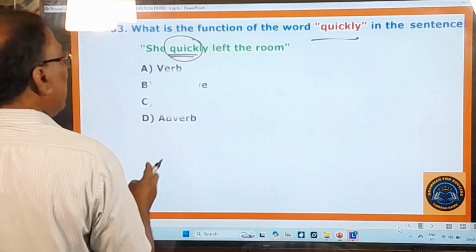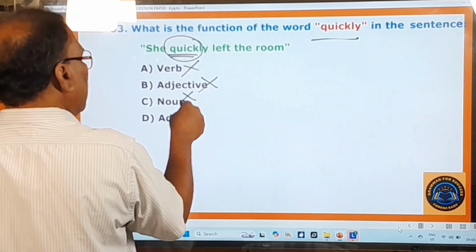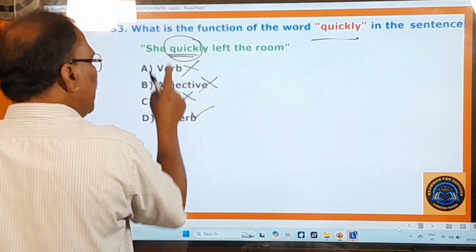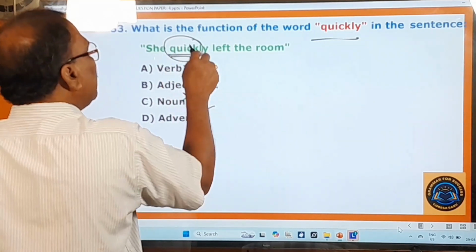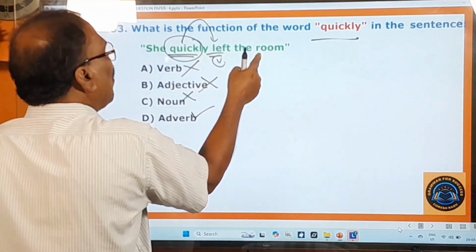So what function is this word performing in this sentence? Means here it is working not as a verb, not as an adjective, not as a noun, but as an adverb. It is functioning as an adverb because it is describing this verb. She left the room. How?